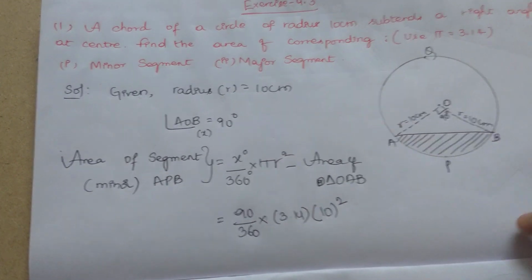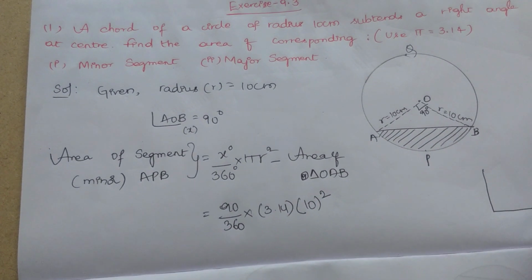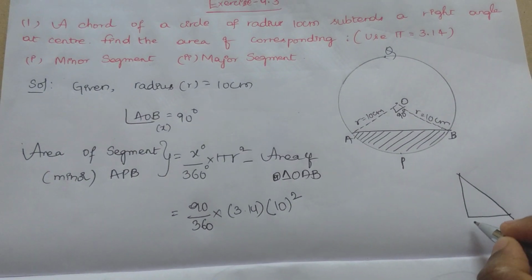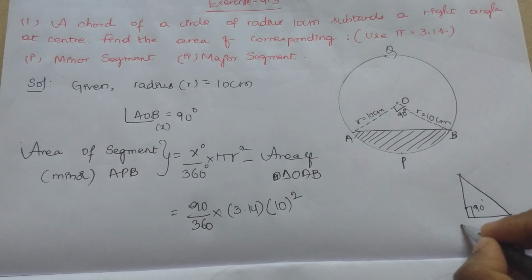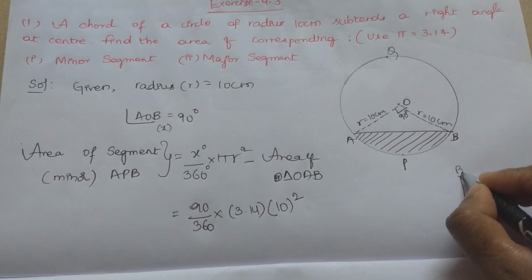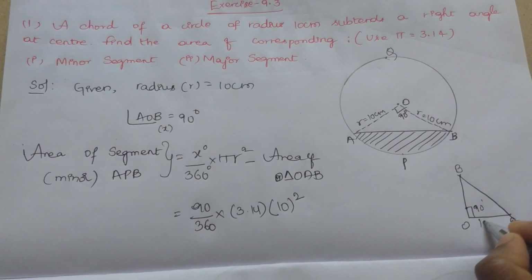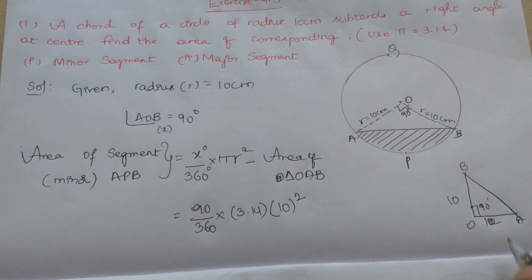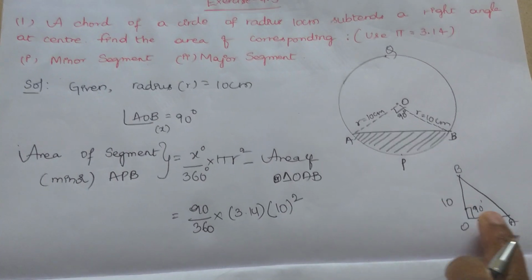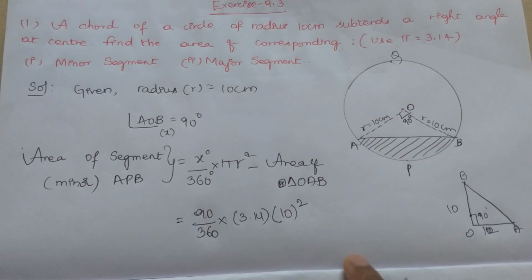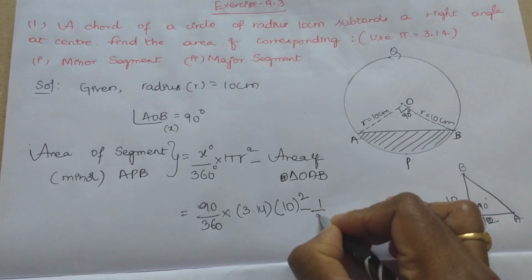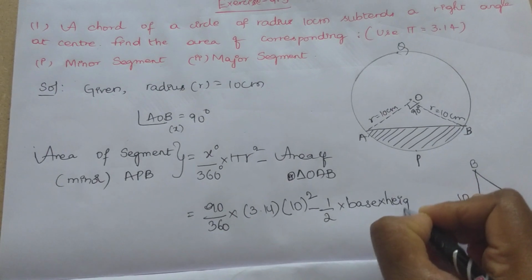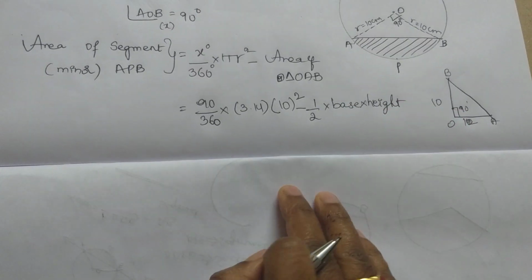See, I am drawing the triangle for you. For a right angle triangle, 90 degrees is formed here. Let this be O, here it is A, here it is B. OA is 10 centimeters and OB is also 10 centimeters. So this is the base and this is the height, so we can apply the general formula 1 by 2 into base into height. Clear? We can apply that formula for this.